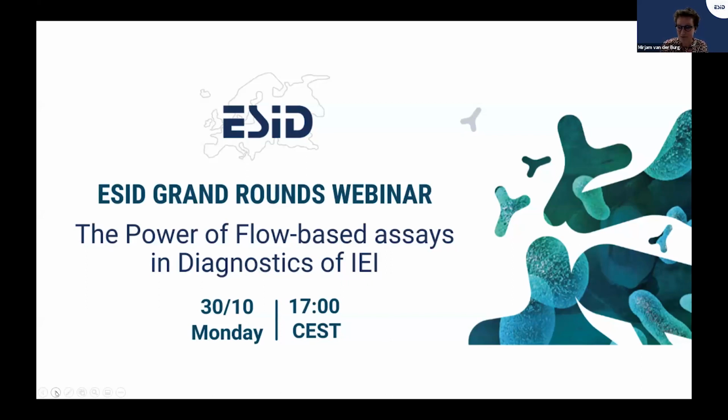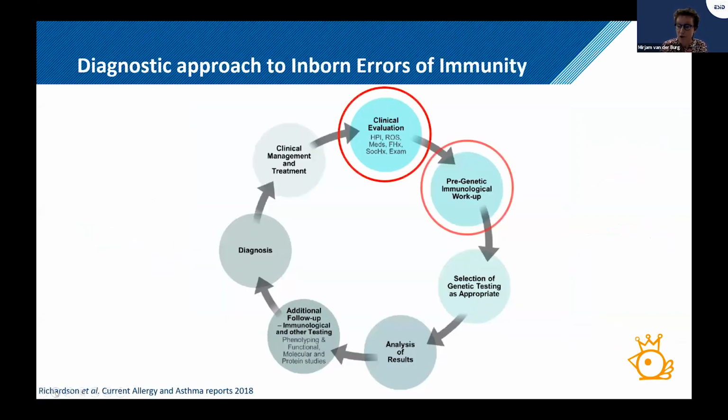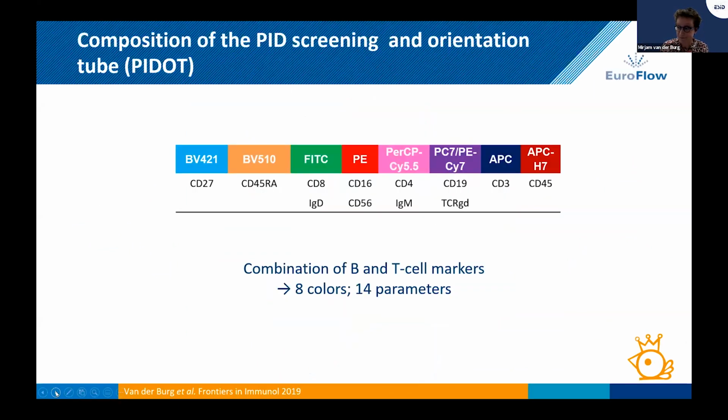We are delighted to have a session dedicated to flow cytometry after an interesting discussion about genetics in the previous Grand Round. So what I would like to start off with is the question: do we still need flow cytometry in the era of NGS for diagnostics of inborn errors of immunity? And I think definitely yes. Because flow cytometry plays a role in different steps of the diagnostics for inborn errors of immunity, from the clinical evaluation, the pre-genetic workup, but also during the confirmation and also during the clinical management and treatment procedure. So that's also what we would like to discuss this afternoon.